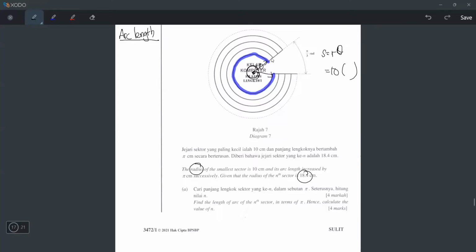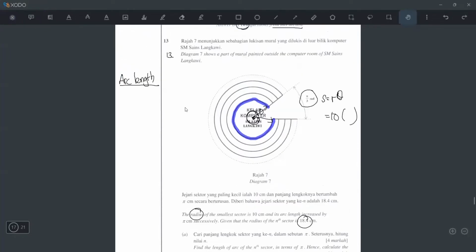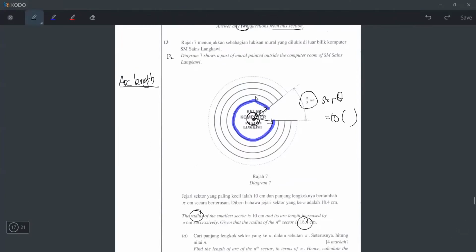But how to find the angle here? They give you pi over 3 radian here. Pi over 3 radian is here. So can I find this angle? Can. You take 2 pi minus pi over 3, because one circle is 360 degrees, and 360 degrees in radian is 2 pi. So 2 pi minus pi over 3, you get 5 pi over 3.